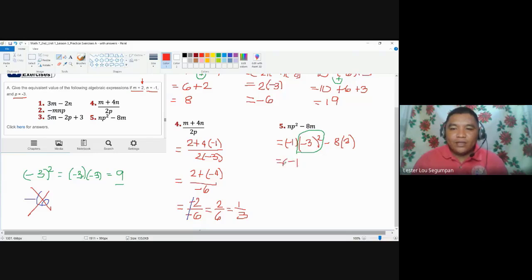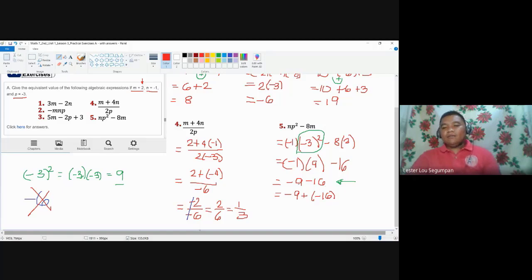So the result here must be substituted on the other side. So you have negative 1 times 9 minus 8 times 2, which is 16. And then you have negative 1 times 9 is negative 9 minus 16. Here is again the process for integers. So if you still don't know how to do that, you may continue using the rule of successive alternate sign and transform this into plus negative 16. So that instead of looking at it like this, you are just adding two negative numbers. So this will result to negative 9 plus negative 16.